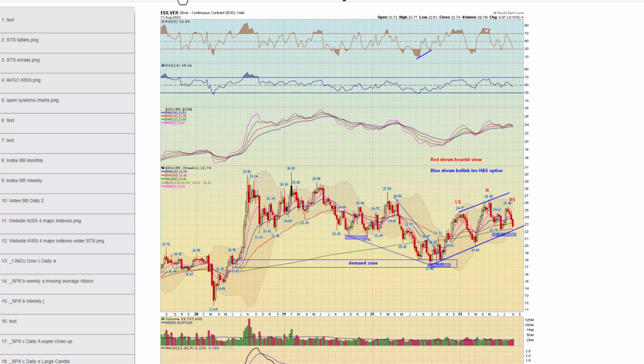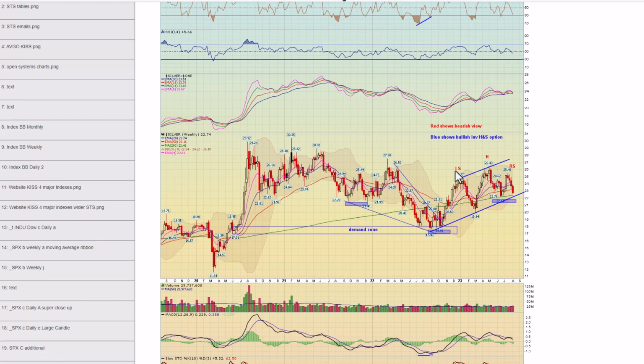Next. Chart number 107, silver. This is the weekly chart, down over 4%. The bearish view is this head and shoulder pattern. The bullish view is the big inverse head and shoulder pattern. So we'll see which one plays out. Short term, though, quite weak.